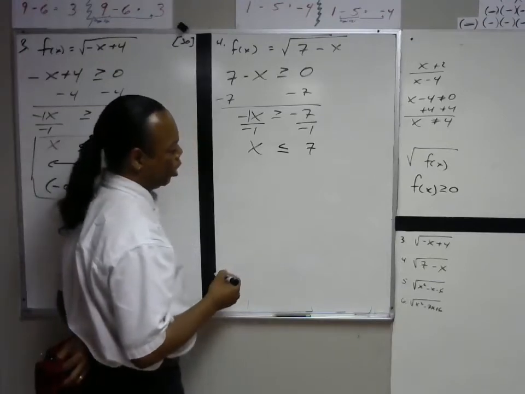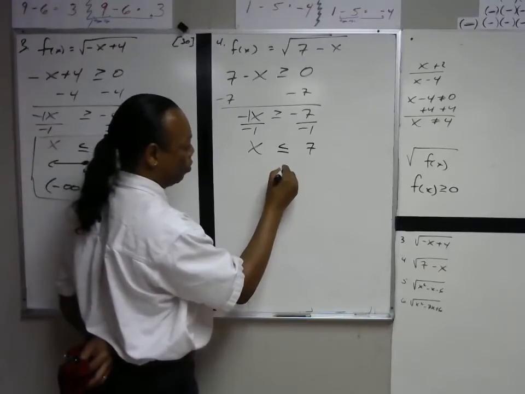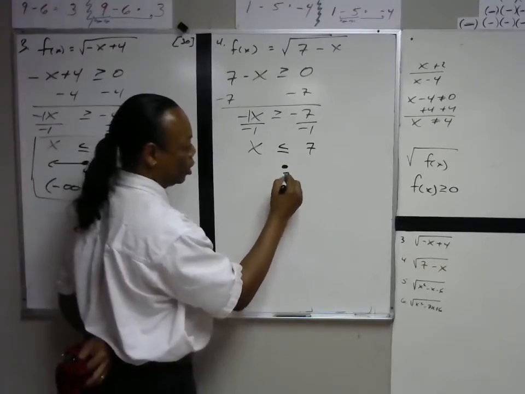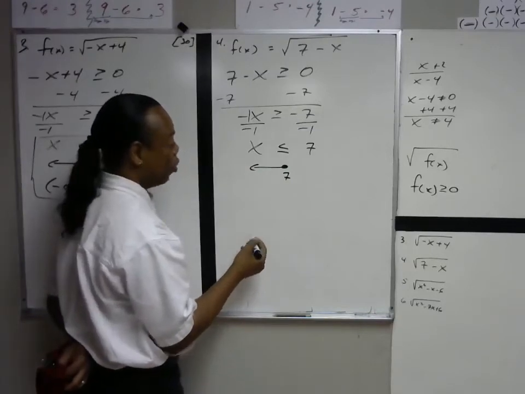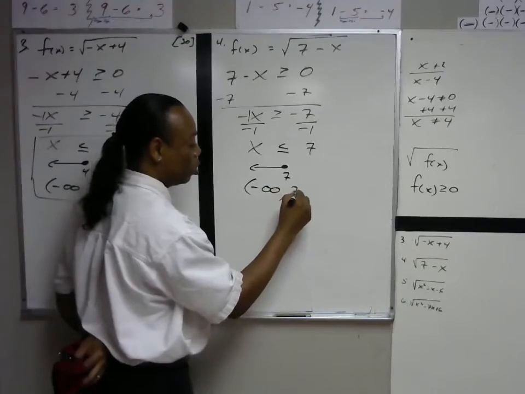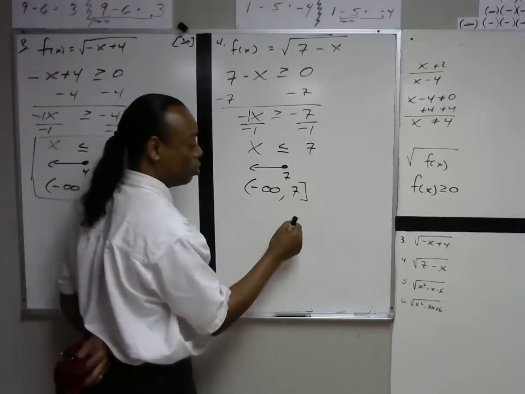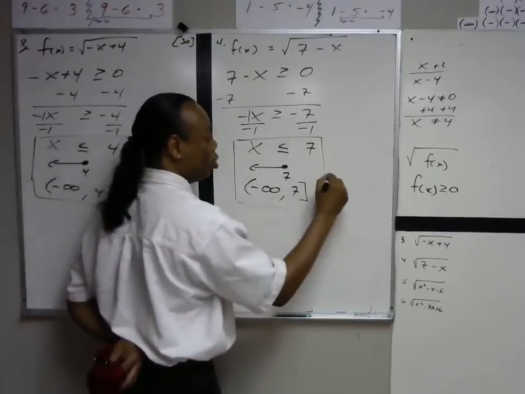Now that we have our set notation, let's go ahead and write our graph. That'll be a solid dot at 7, and this will be less than, so it goes left. Furthermore, interval notation will be parentheses negative infinity to 7, including 7, so we'll put a bracket. So this is how we express the domain.